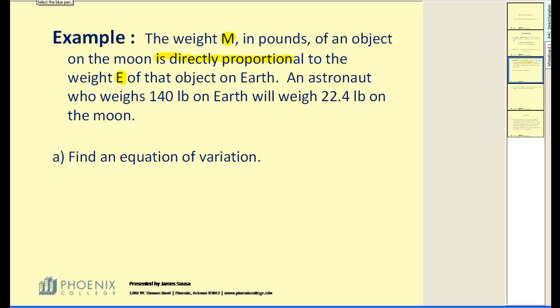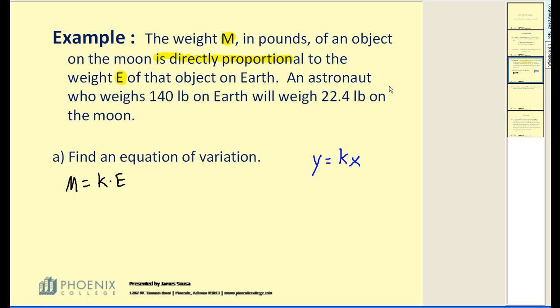Now going back to our notes, we know that the direct variation equation is y equals kx. But on this problem, we're not using y and x, we're using m and E. That's really the only difference. So the weight m is directly proportional to E. The way we write that would be m is equal to k times E. Now this is our general equation, but we want to find the value of k to make it the equation of variation. And we can do that by using the next sentence.